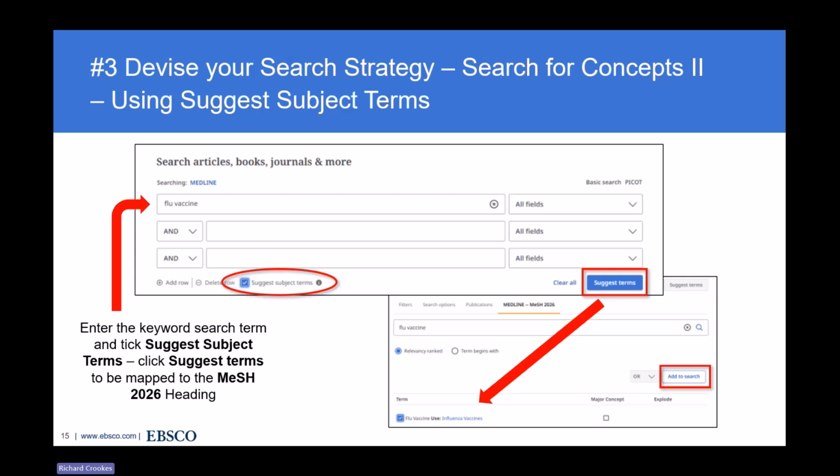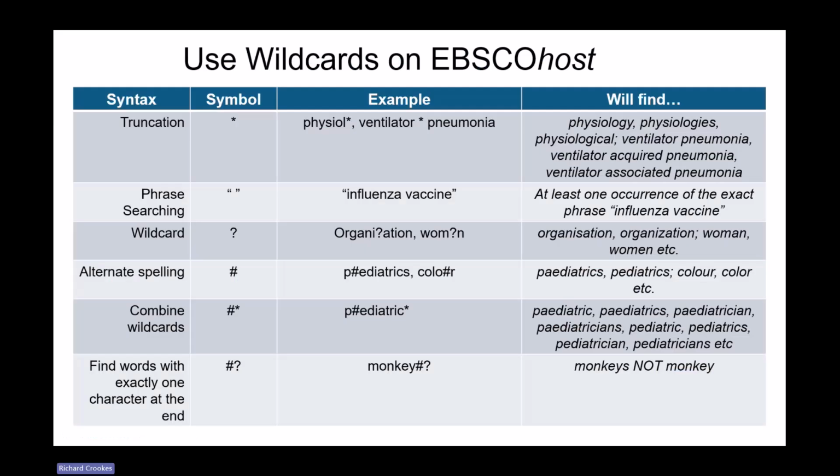Okay, so again, you just need to enter your keyword search in the top search box, select suggest subject terms, click suggest terms, and it will take you to the index, and you can select the preferred subject heading from there. Okay, so that may be a preferred way of using the MeSH terms as opposed to the way I showed you in the previous slide.